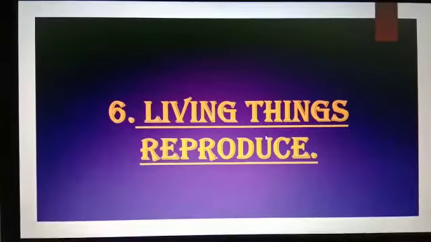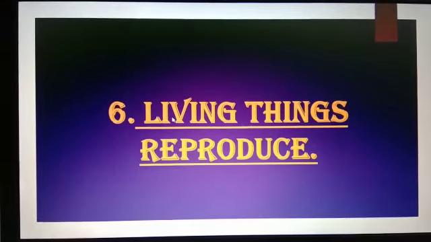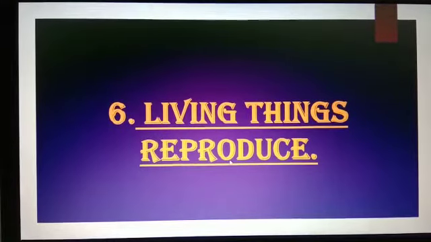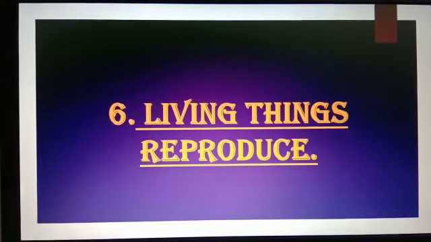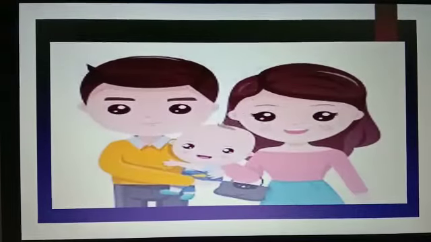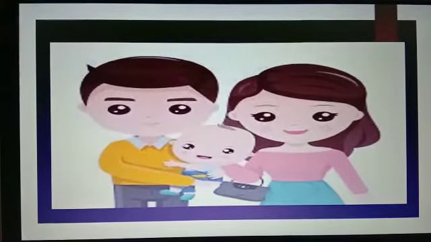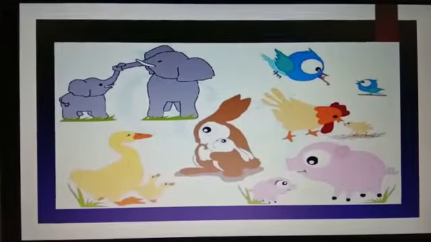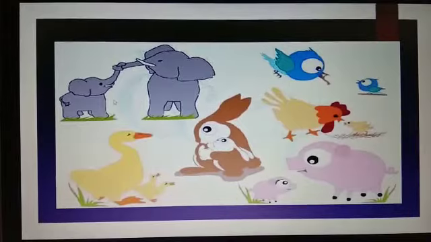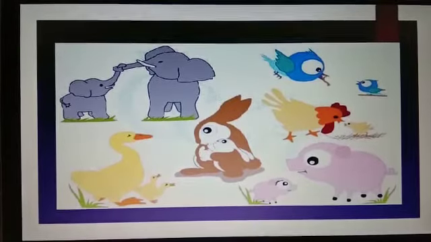Okay, so our next characteristic is living things reproduce. It means living things produce their young ones. For example, you can see in this picture, human beings have babies, and in this picture, birds have chicks, and all other animals have their young ones.